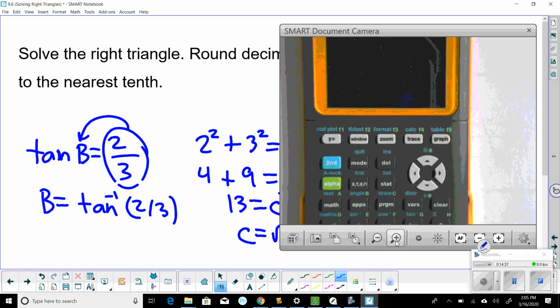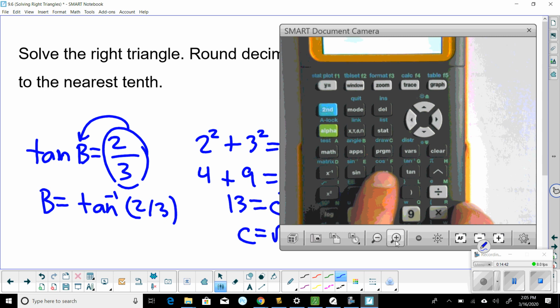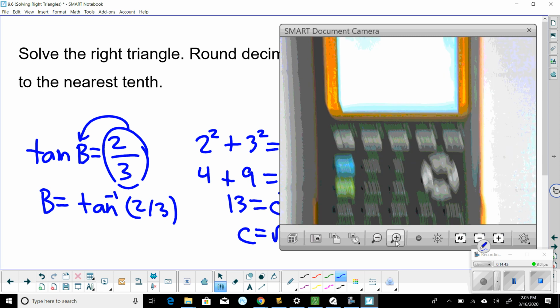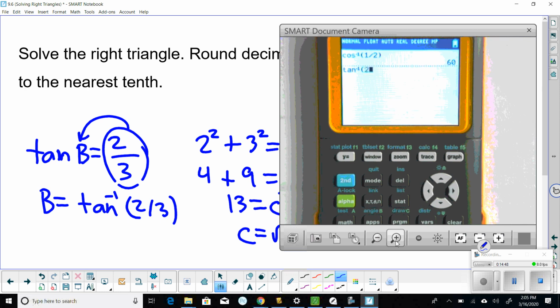Okay, so we're going to go on there. We're going to do the inverse tangent. Remember the inverse buttons are right here, right above the sine, cosine, and tangent. So second inverse tangent of, and I want to do 2/3. Plug that in there, hit enter. So 33.7 degrees. So let's put that down there.